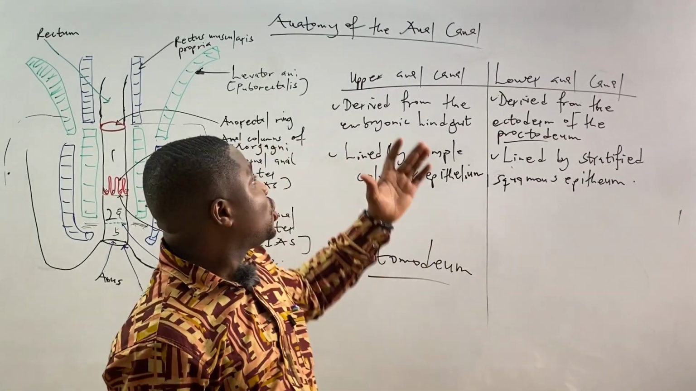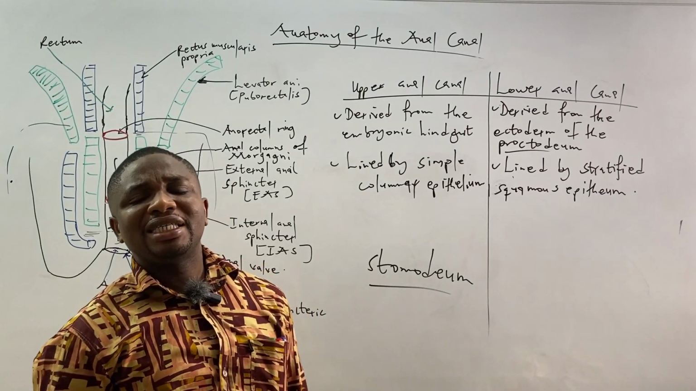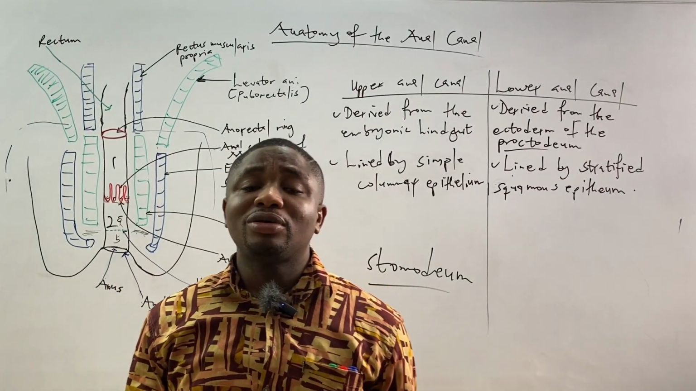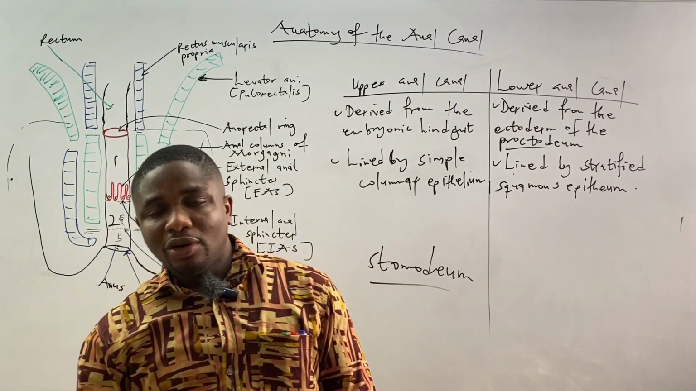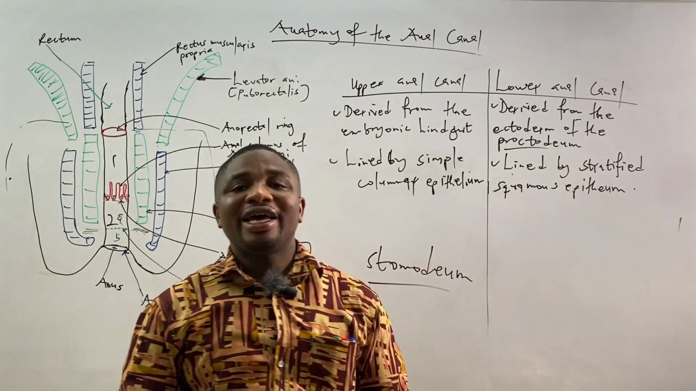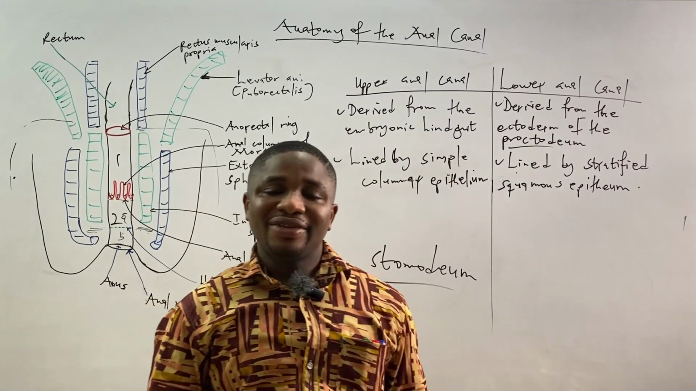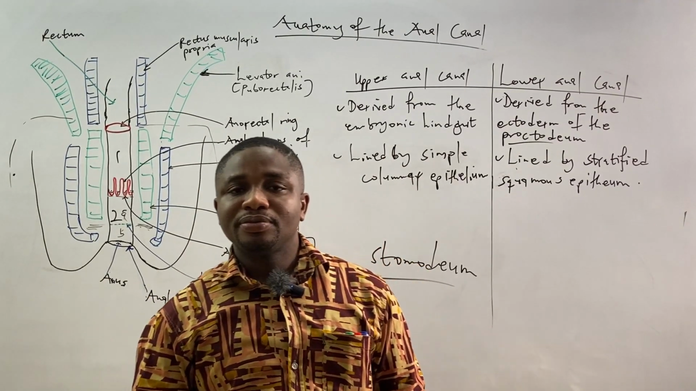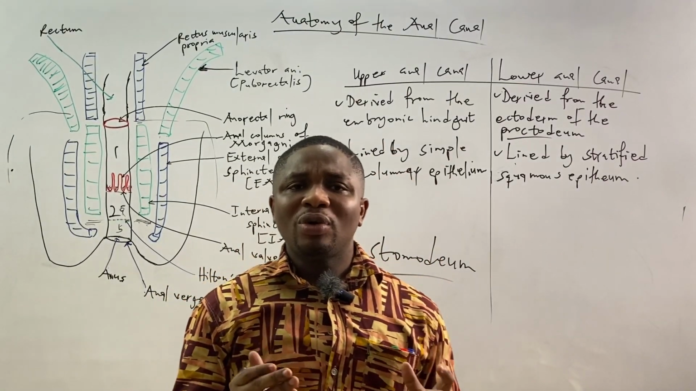Okay? Another thing you should know is that the upper anal canal is lined by simple columnar epithelium. Why? Because it is continuous with the rectum. They share the same epithelium. And the lower anal canal is lined by the stratified squamous epithelium. Okay, now let's talk about the lower anal canal.